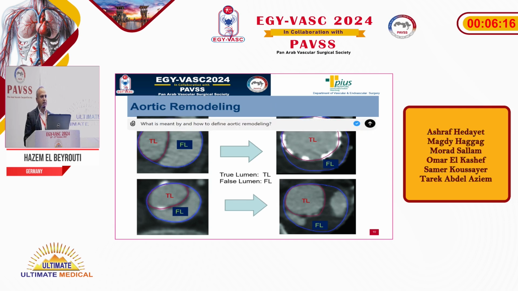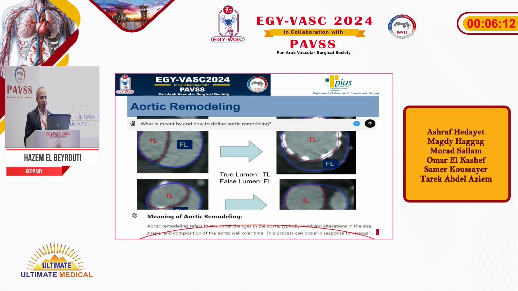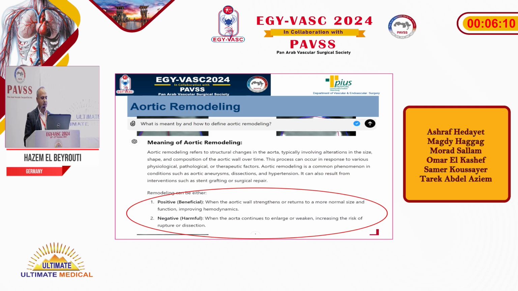So I decided to ask ChatGPT about the meaning of aortic remodeling. And the answer was: returns to a more normal size and function, improving hemodynamics. That means ChatGPT mentioned the anatomical and the hemodynamic variables together, which is very important.